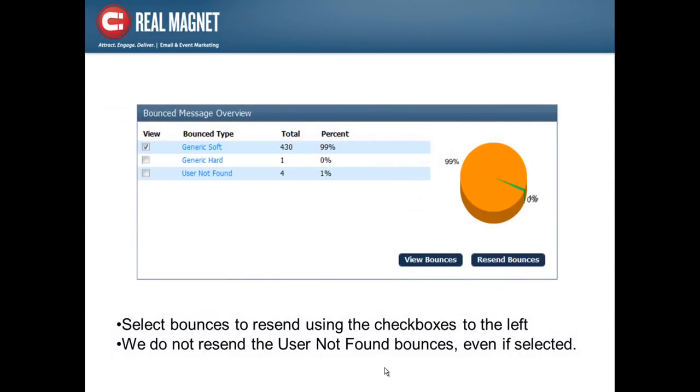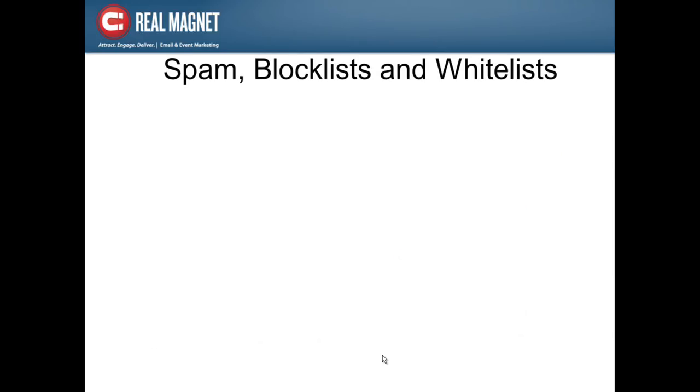In the Real Magnet application, you'll see a screen that looks, well, exactly like this, where you can go in to manually resend those generic soft bounces. It's under the Track Message module, and here you click the type of bounce you want to resend, and then go over here to this button and click the Resend Bounces, and we'll make a number of attempts automatically over the next few hours to resend those generic soft bounces. We will not attempt to resend user not found bounces, even if that particular checkbox appears and is selected.